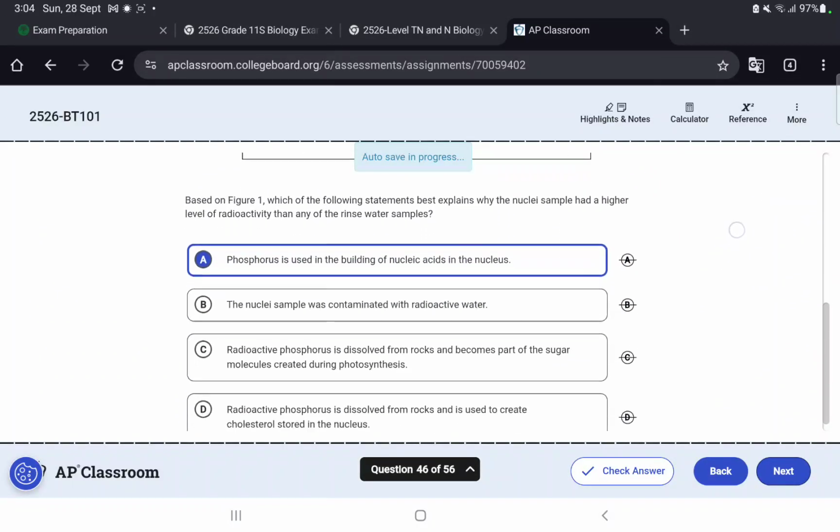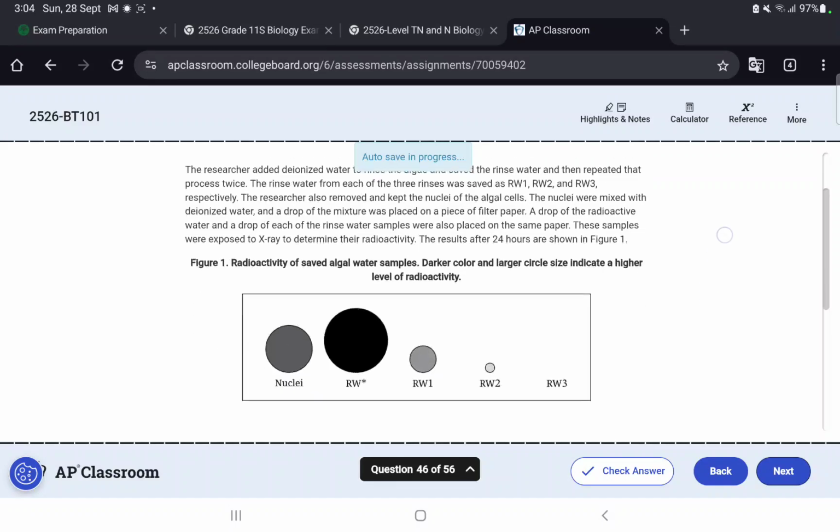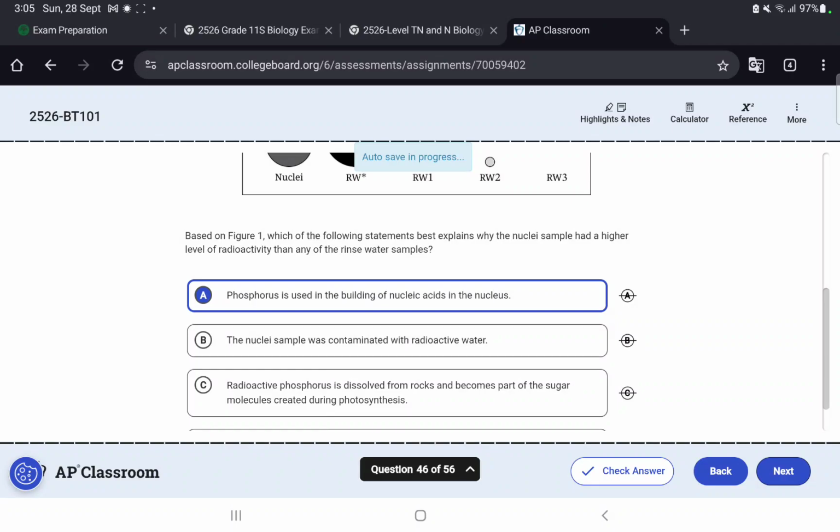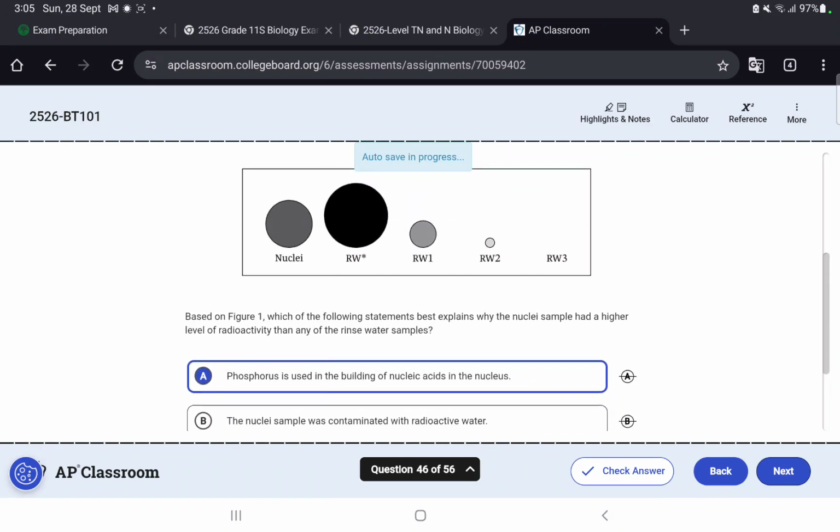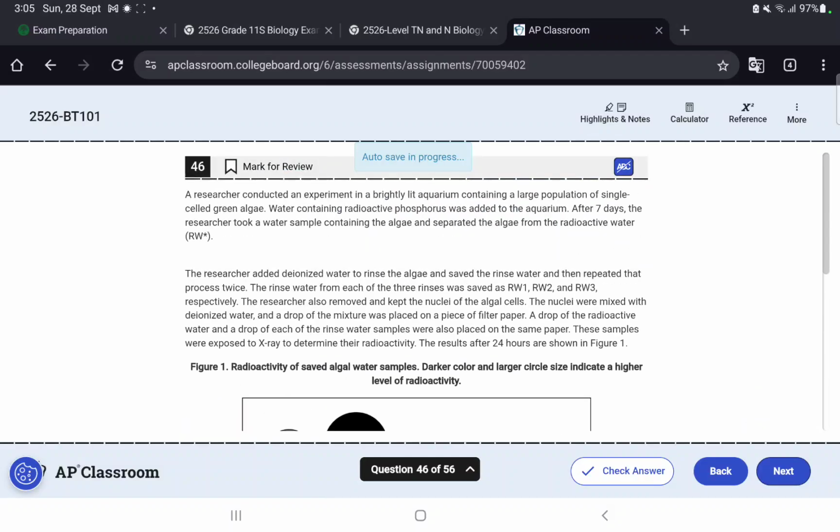Okay, let's read the question. Let's read what they want first. Based on figure 1, which of the following statements best explains why the nuclei sample had a higher level of radioactivity than any of the rinse water samples? So they're comparing rinse water and nuclei, and they're comparing their radioactivity. Let's see what they did.